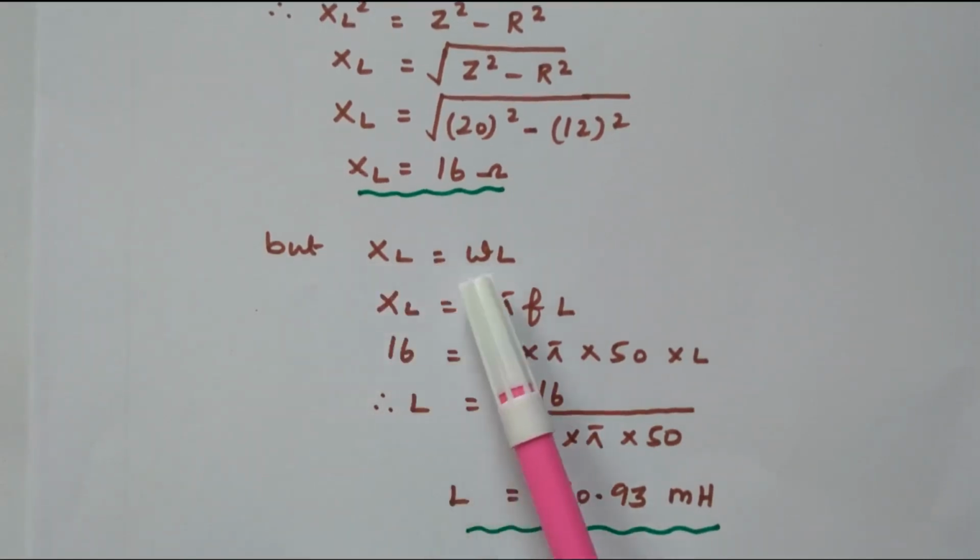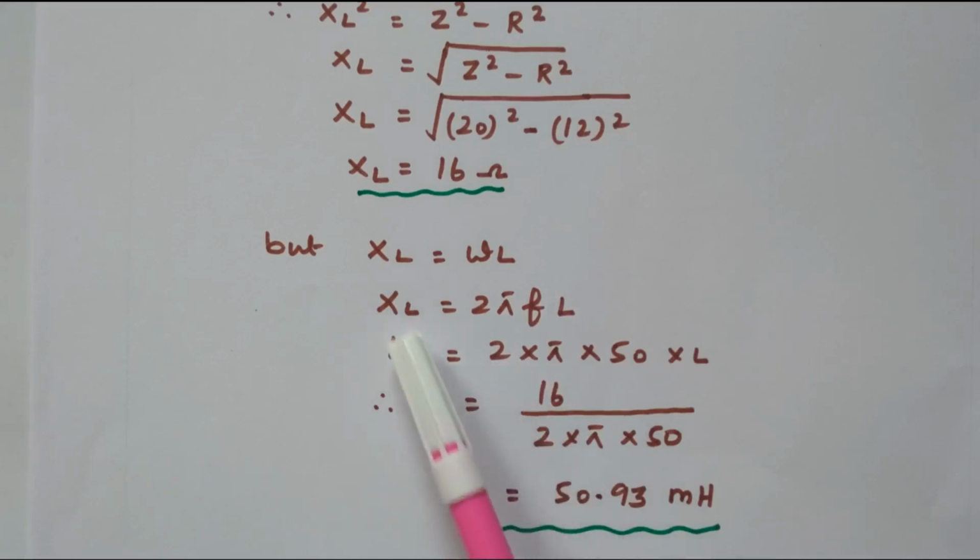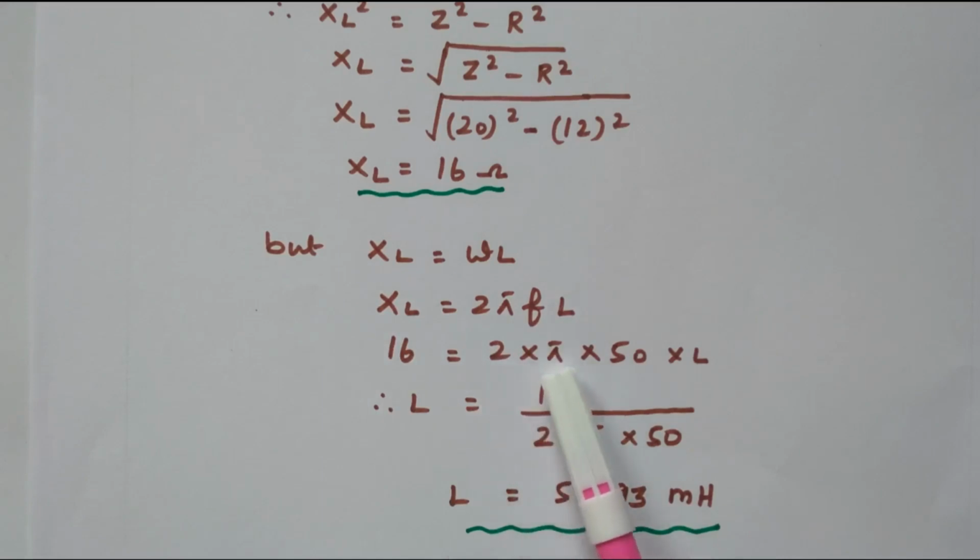Inductive reactance XL is nothing but omega into L. Omega is the angular velocity, 2 pi f, into L. So the XL value we calculated is 16. So 2 into pi into the frequency of 50 Hz into L. So this L we need to calculate.